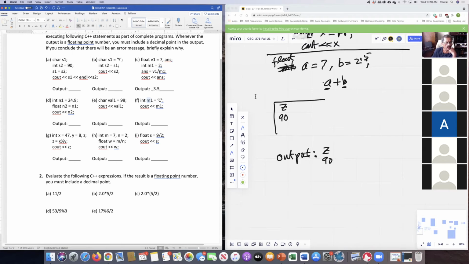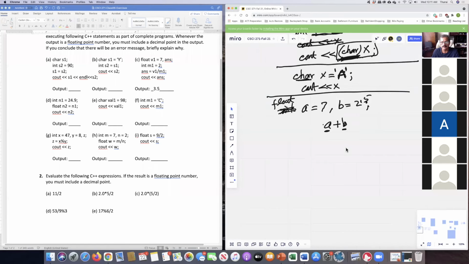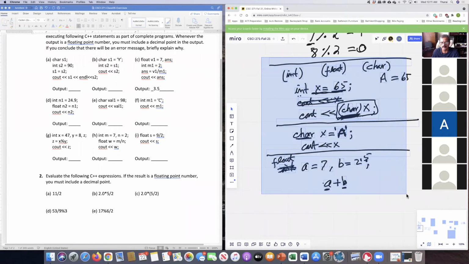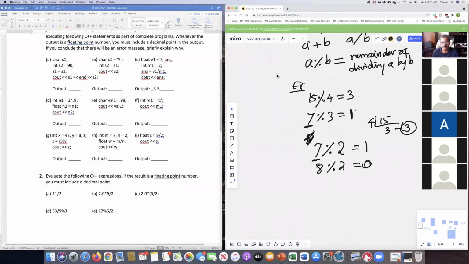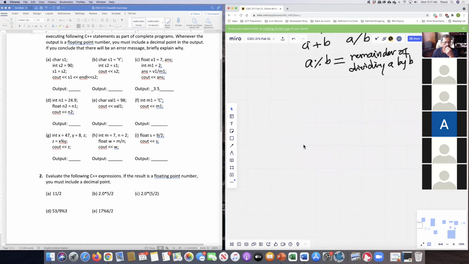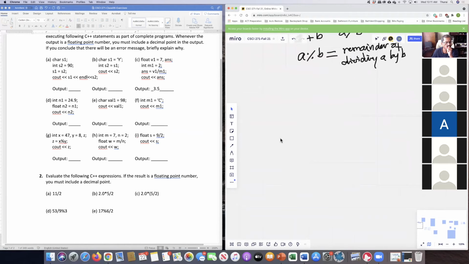I have one answer, 3.5. Anyone else? 3.5 is wrong. 3.0. Okay, 3.0. Any other answer? Okay, 3.0 is correct. Can everybody see it, or does anybody need an explanation?